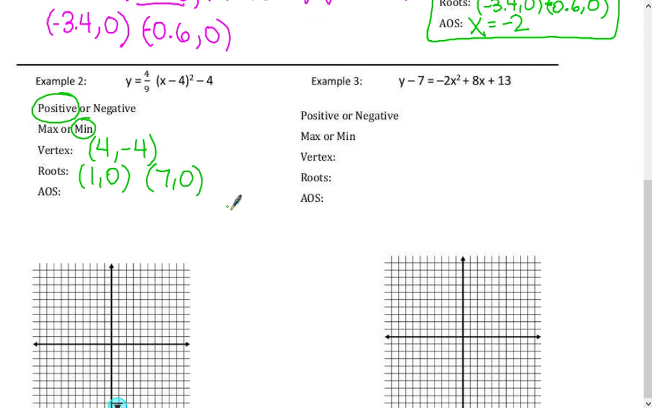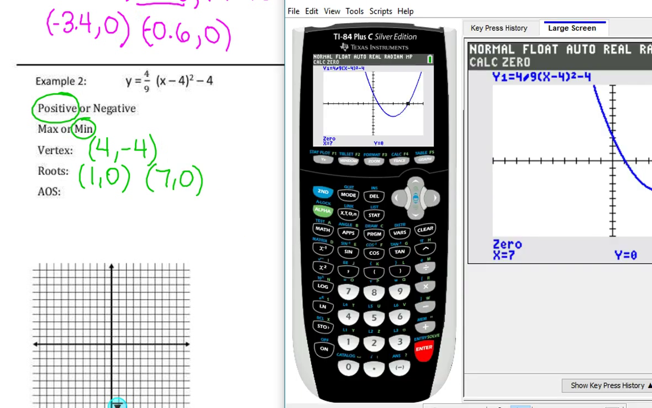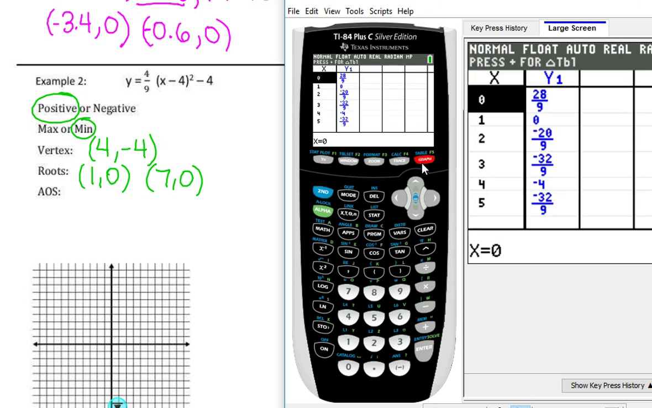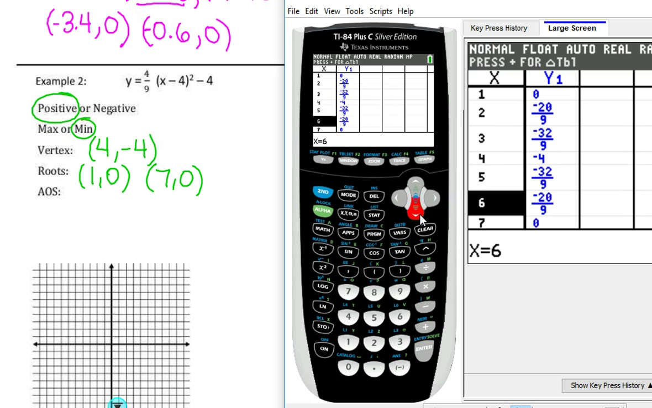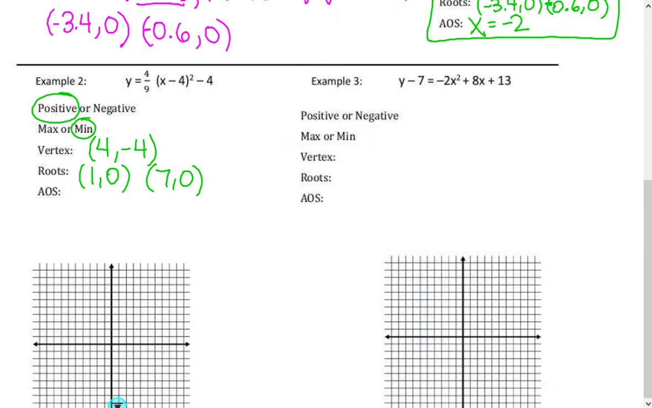Now you can also find some of these points, like these ones are nice whole numbers, so I could go to my table and find these there. Let's see, the (1, 0), we see that right here. And if I scroll down a few times, we would also find the (7, 0) right here. But again, that only happens whenever they're nice, pretty whole numbers. So we definitely want to use the second trace function.